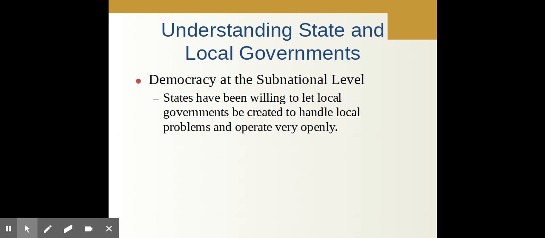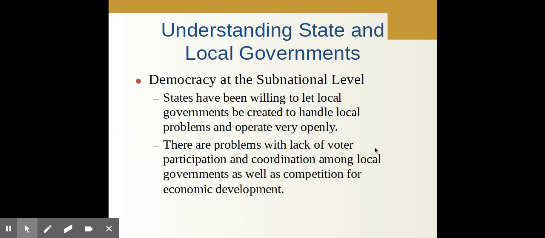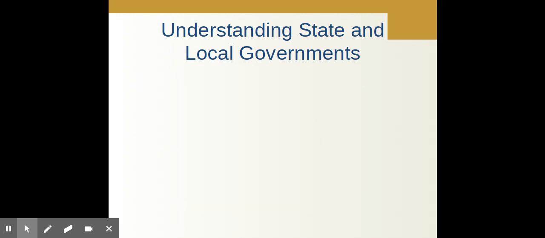So, state and local government is an example of democracy at the subnational level. States have been willing to let local governments be created to handle local problems and operate very openly. There are problems with the lack of voter participation. Even though local government impacts our lives more than any other level, it has some of the lowest voter turnout. Local primary elections have sometimes less than 10%, which is ridiculous.